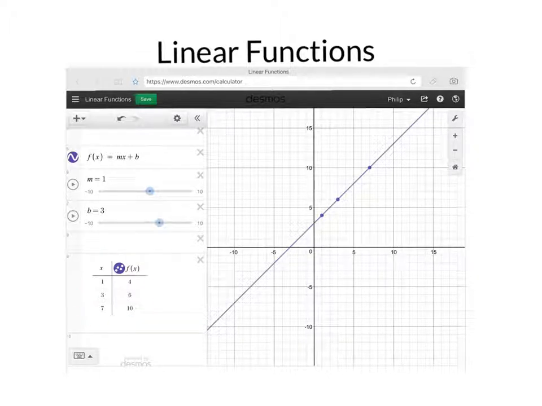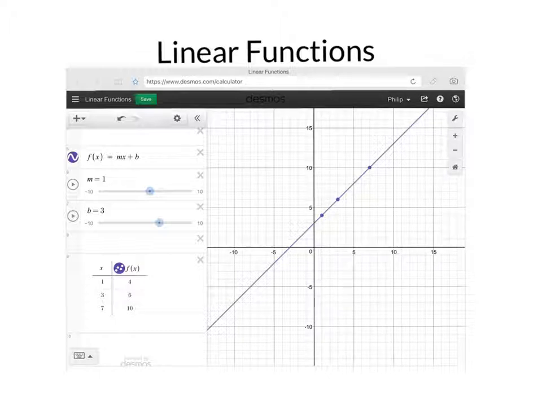So I've created a quick table here for us that has some inputs and some outputs. Right now, the function that I'm looking at is f of x equals 1 times x plus 3. If I have an input of 1, I'll have an output of 4. If I have an input of 3, I'll have an output of 6. And if I have an input of 7, I'll have an output of 10.